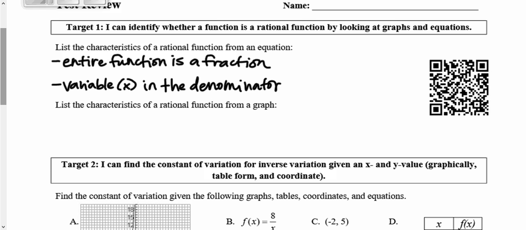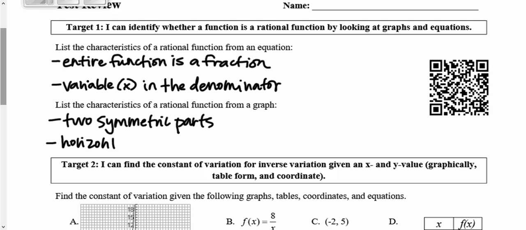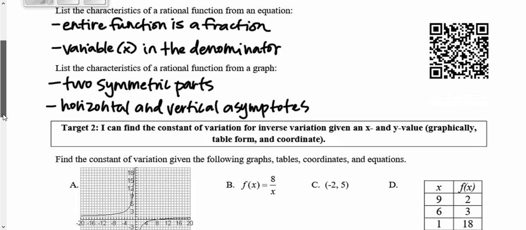The second part of the target is to be able to identify a rational function from a graph. And there's lots of ways you could phrase this. There's two symmetric parts to these graphs. You could talk about that exists because there is a horizontal and vertical asymptote. Make sure that whatever you write here, it allows you to be able to identify an equation from a group of equations and a graph from a group of graphs.